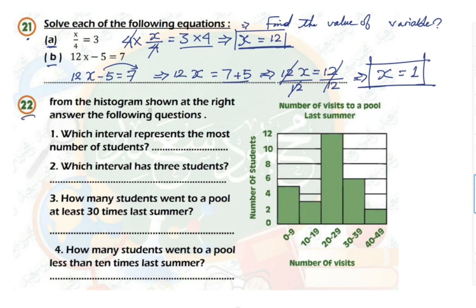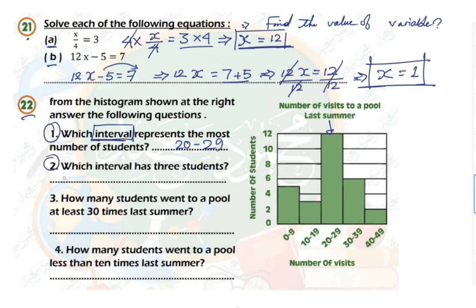Next point, 22. From the histogram shown at the right, answer the following questions. Question point 1. Which interval represents the most number of students? So he asked us about the interval. The greatest interval here is 20 to 29.